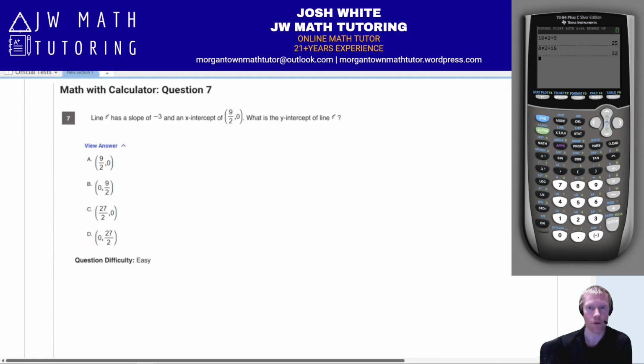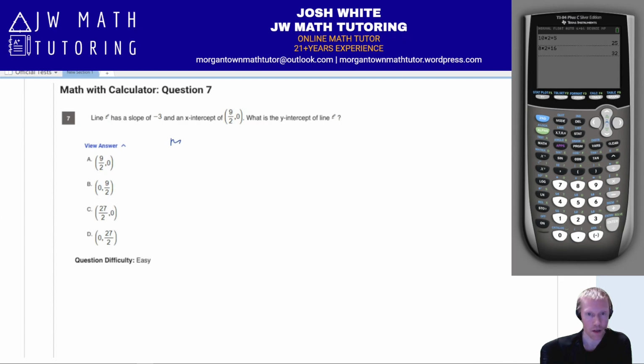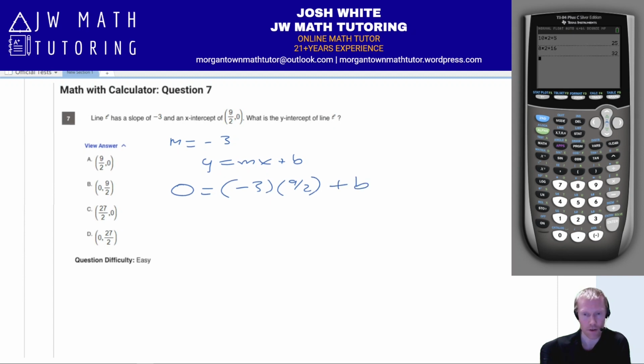Next up, we have another question related to lines. So we know that this given line has a slope of -3, and it has an x-intercept of (9/2, 0). What is its y-intercept? So all we have to do is go to y equals mx plus b, slope-intercept form of a line, and now just plug in the slope, plug in the x value from the point we're given, which happens to be the x-intercept, plug in its y value, and now solve for b.